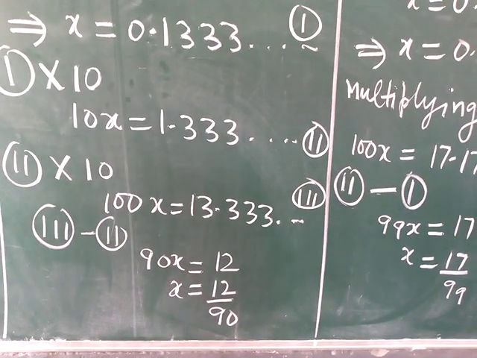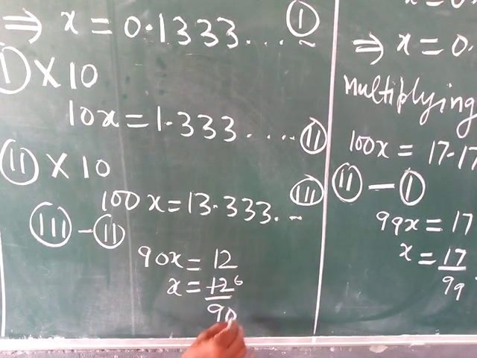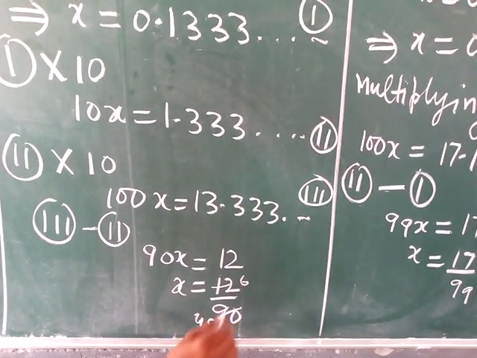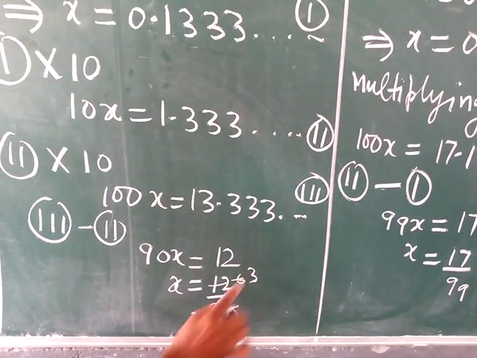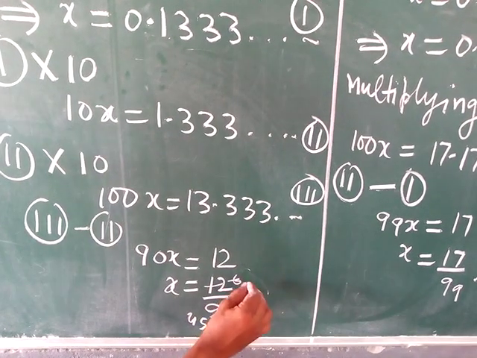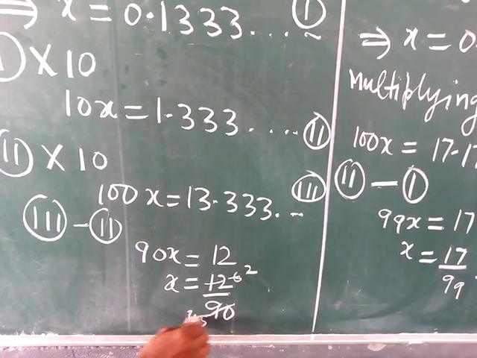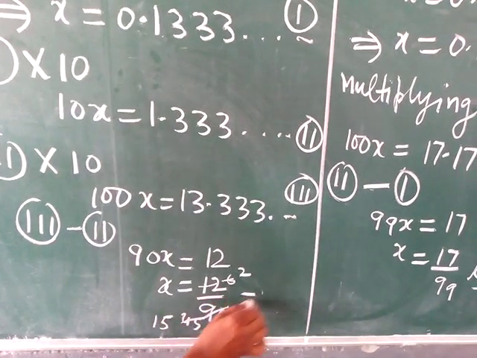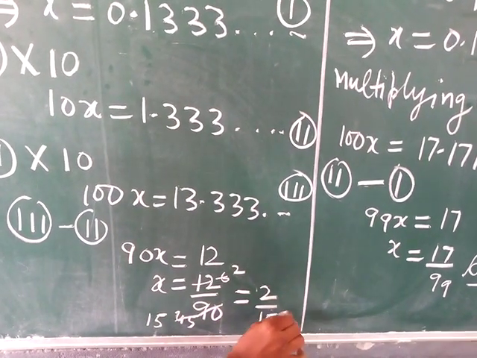Now you can simplify it. 2 sixes are 12, 2 forty-fives are 90, sorry, it is not divisible by 2, it is divisible by 3. 3 twos are 6, 3 fifteens are 45, so it is 2 by 15. This is your answer.